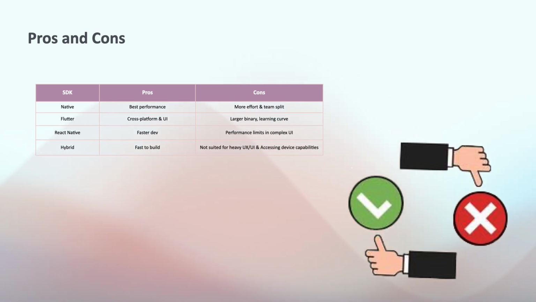Each SDK has strengths. Native delivers the best performance, but at a higher development cost. Flutter enables beautiful UI across platforms, but has a learning curve. React Native is fast to develop with JavaScript. Hybrid is quick and cheap, but not ideal for complex apps.